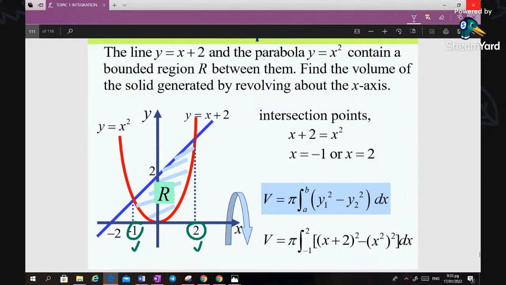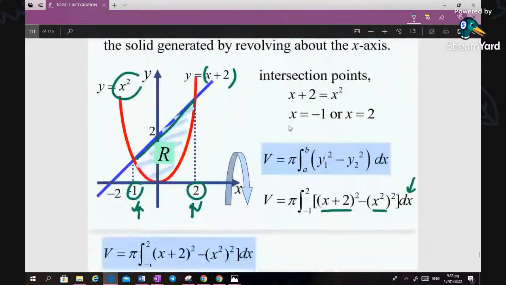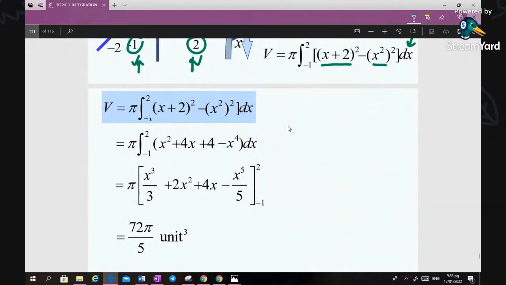Okay, so we take the upper curve over here, which is x plus 2, and then we square, minus the lower curve, which is x square, and then square. So remember to square separately. Okay, and the limit will be from -1 until 2. Since we are dealing with respect to x, so kita kena tengok limit dia dekat x-axis lah. Okay, and then we just need to integrate as usual.